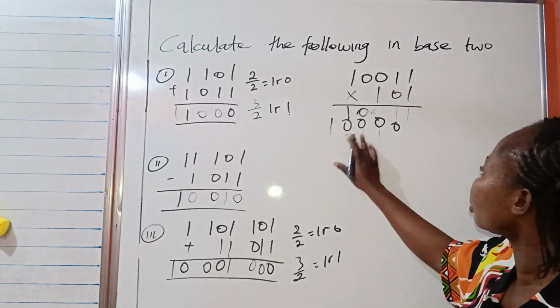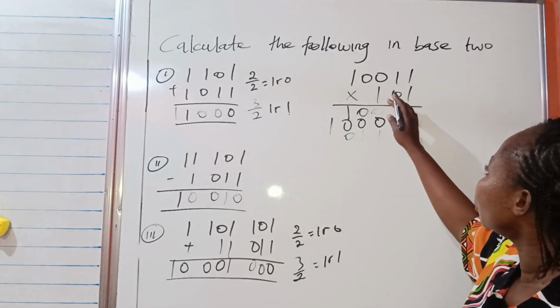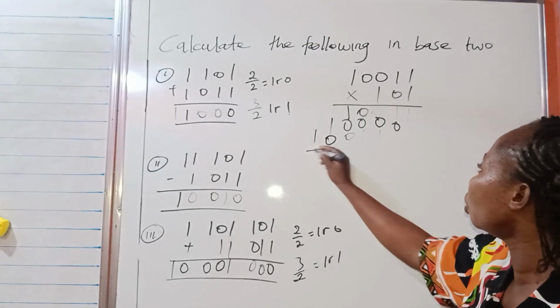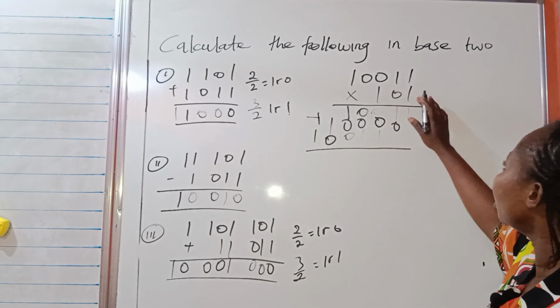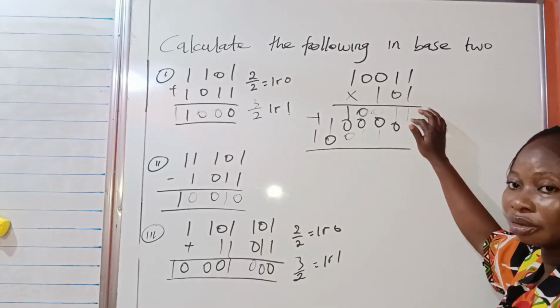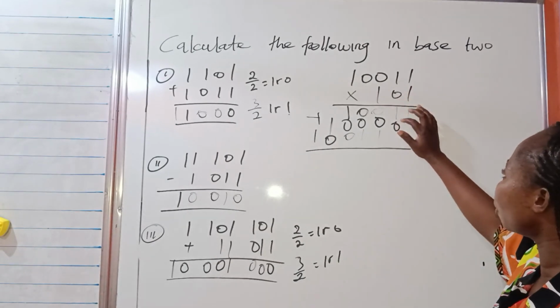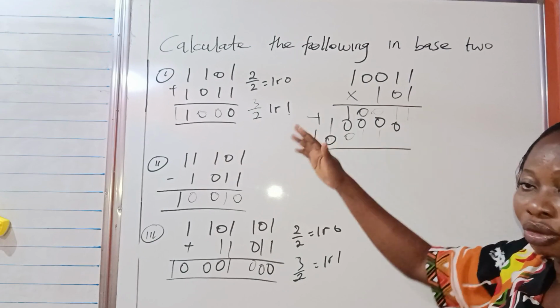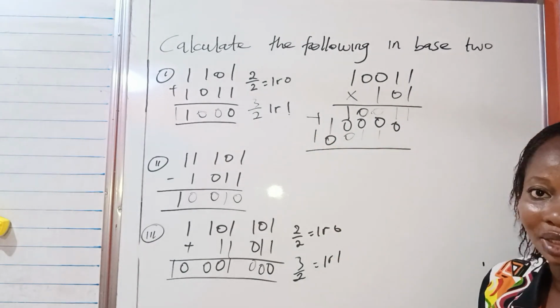Sorry. 0. Then 1 multiplied by 0 again, 0. 1 multiplied by 1 is 1. Then we are adding these together. Whichever number you are using to multiply, your answer will start under it. When it is this, your answer starts under it. And when it is this number, you start under it. Then you go to your left-hand side.